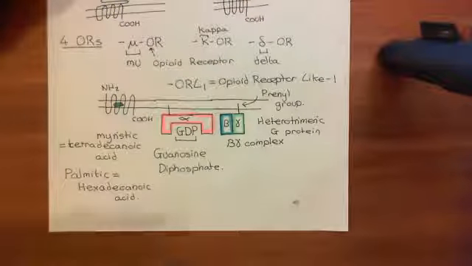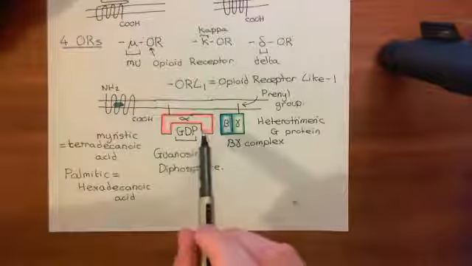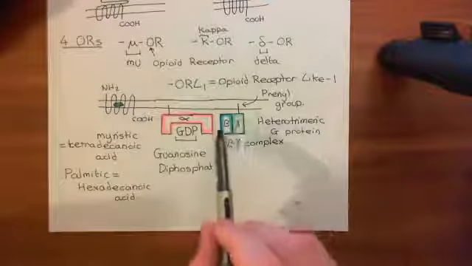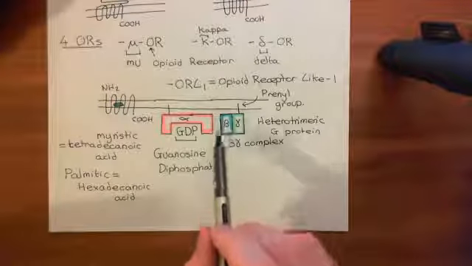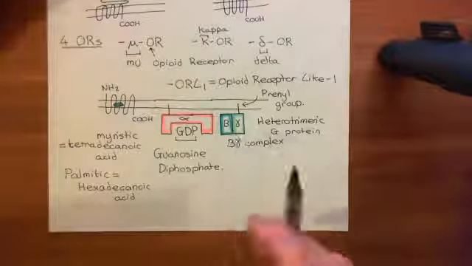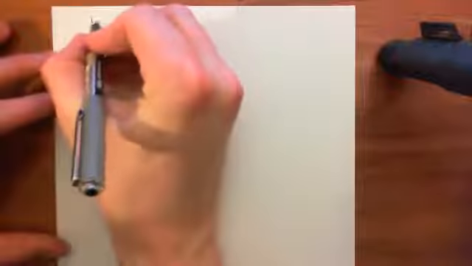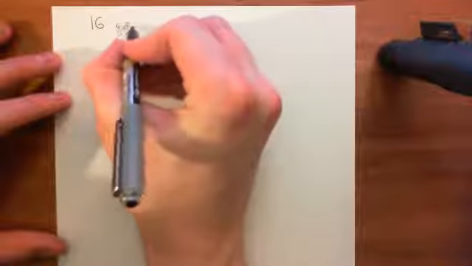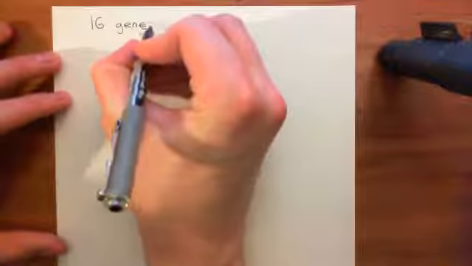And to do this, we need to look at how many different alpha subunits the human body has. We need to look at how many different beta subunits the human genome has, and how many different gamma subunits the human genome has. Basically, you have 16 genes which code for different alpha subunits. So we'll start off with the alpha subunits. There are 16 genes coding for different alpha subunits.